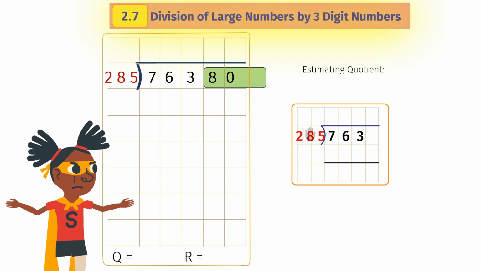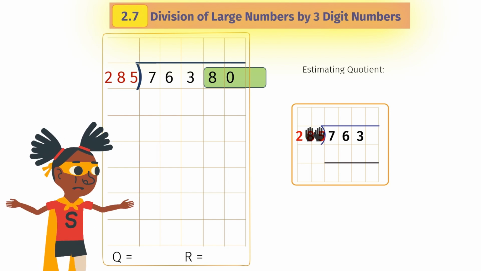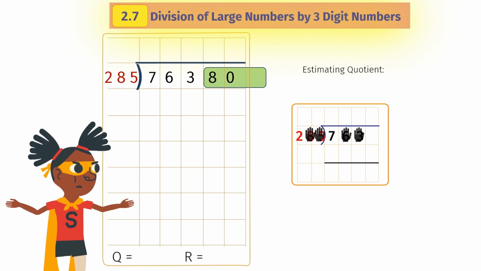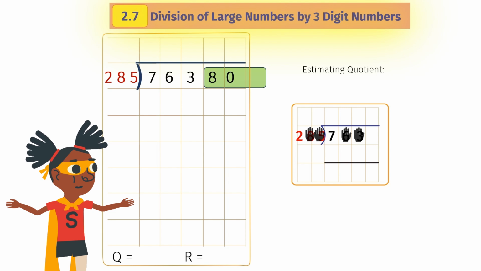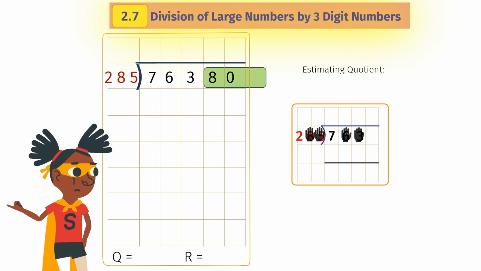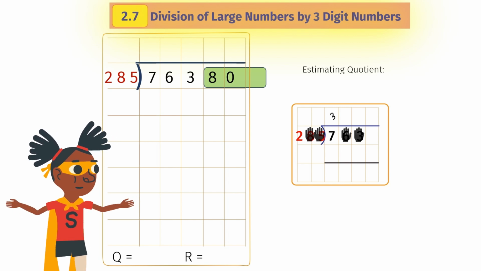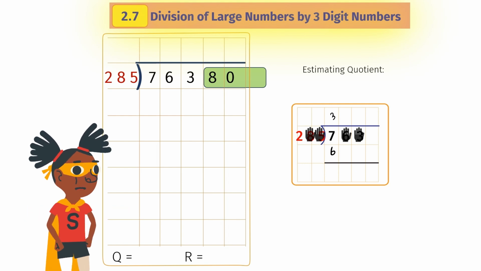Like we did in the previous example, we estimate by reducing the divisor 285 to one digit. We do that by hiding two digits of 285. We also hide two digits of 763. Remember, the number of digits hidden is decided by the divisor. And then, it is the same for dividend and divisor. So, we get 7 divided by 2. Estimate comes to 3.